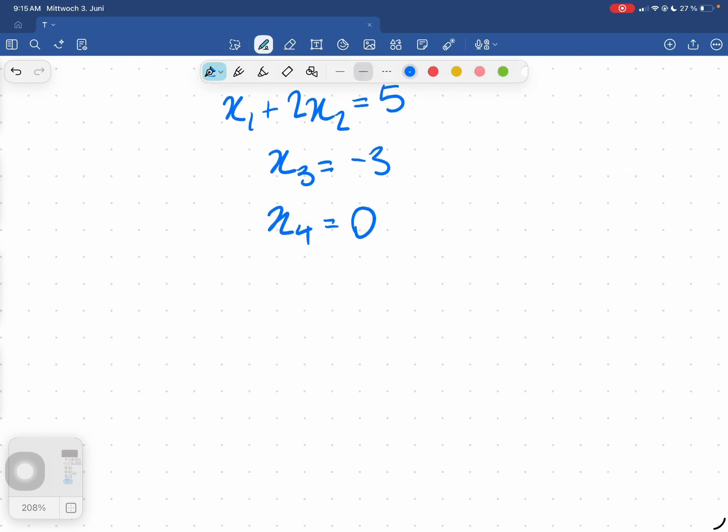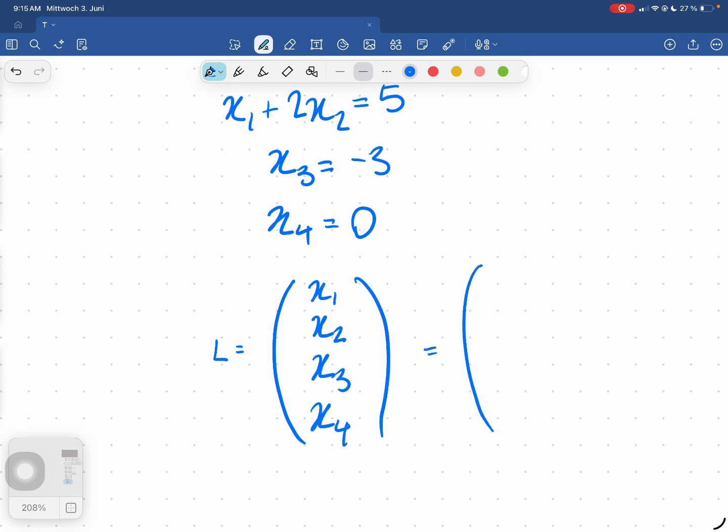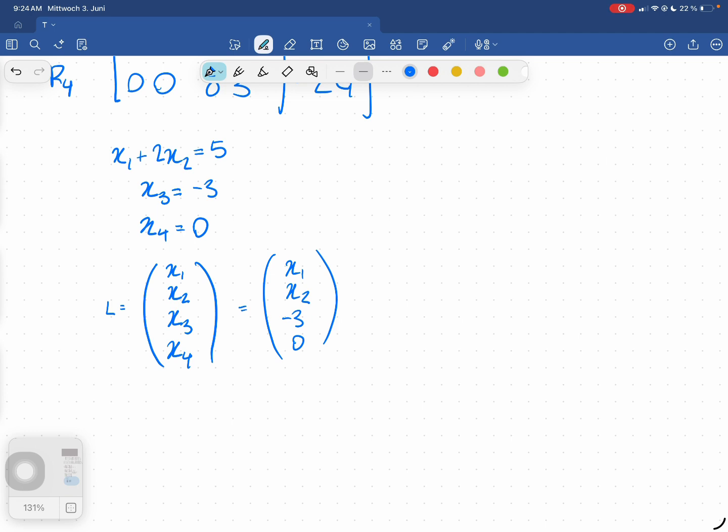Well, if we want to convert this into a vector, we'll have an x1 value, an x2 value, an x3 value, and an x4 value, like so. We know that x3 and x4 are negative 3 and 0 respectively. So let's replace x3 and x4 with negative 3 and 0. While this is technically correct, we want to express the relationship between x1 and x2. So how do we do this?